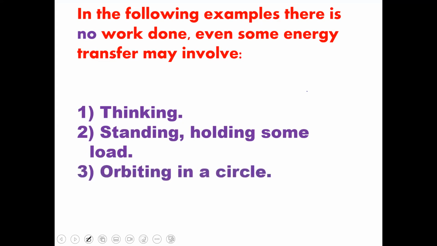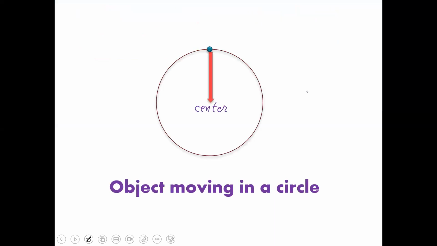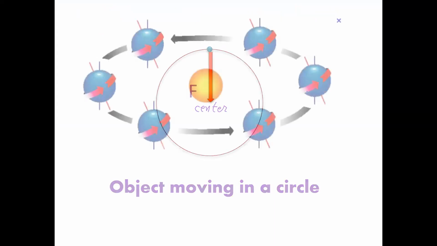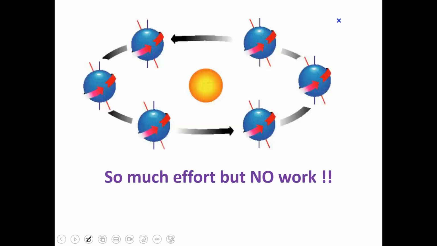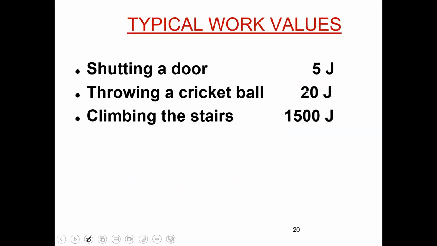If an object is orbiting in a circle, look, this is circular motion. In physics, it is not work done, because the displacement is not in the direction of the applied force.